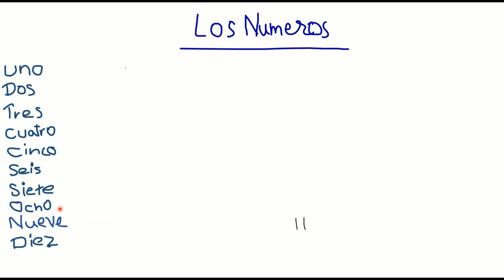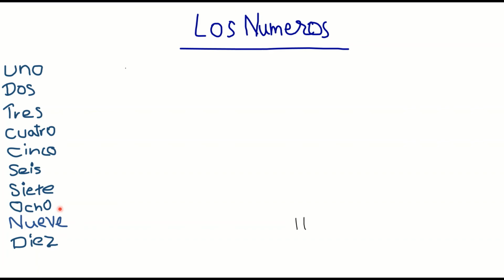D-O-S, dos, T-R-E-S, tres, cuatro, C-U-A-T-R-O, cuatro. 5, C-I-N-C-O, 5. 6, S-E-I-S, 6. 7, S-I-E-T-E, 7. 8, O-C-H-O, ocho. 9, N-U-E-V-E, 9. Y 10, D-I-E-Z.